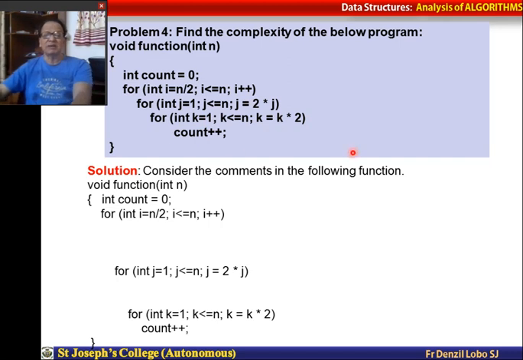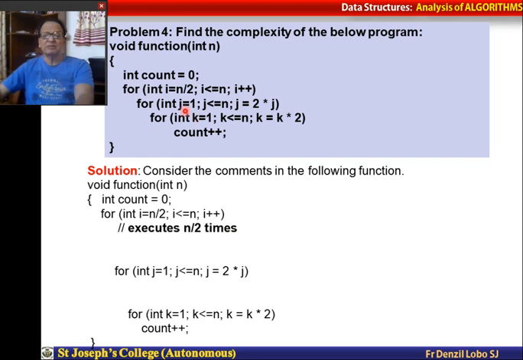So, what is the complexity of the algorithm? We have to take each of these looping statements and find their complexity. So, let us check the first one. I is equal to n by 2 to n, therefore it is half the number. It executes n by 2 times. So we have to find out how many times these looping statements execute.